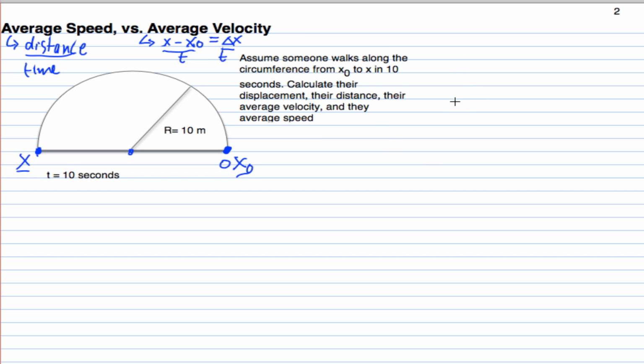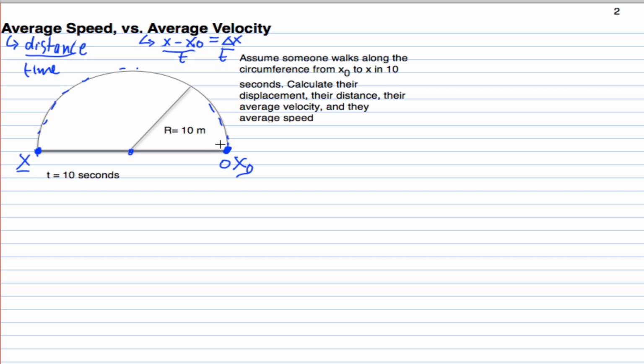The best way to really see this is with this example problem here. So we'll assume that somebody walks along the circumference of this circular path. They're walking across half a circle. They go from here all the way to here. We want to know their displacement, their distance, their average velocity, and their average speed. So let's go ahead and get the displacement.